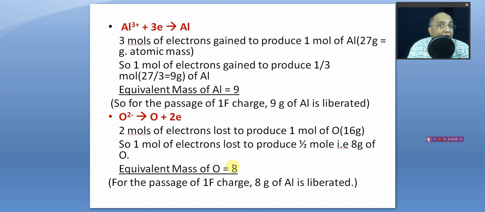If you take a molecule, then you have to take molecular mass and you have to take all the electrons. For example, you take 2O2- giving you O2 and 4 electrons. So in that case, you have to take molecular mass, O2, 32 by 4, same 8. So I always suggest that for elements, you take atomic mass and look for only one atom. How many electrons are lost or gained per one atom? Need not take the molecule, right?